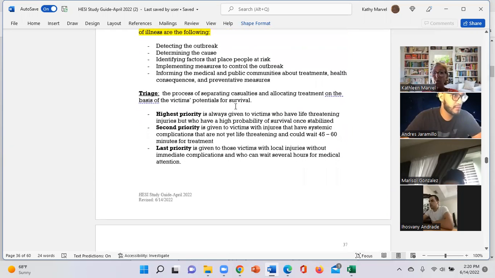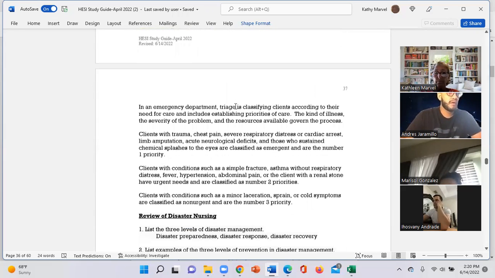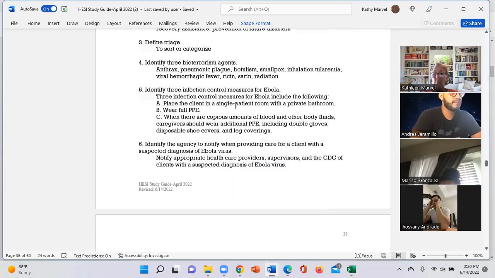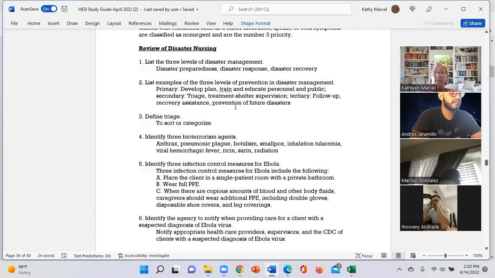The last part of this is triage. How do we triage? Do you know what the different priorities in triaging are? What does the highest priority mean? What does the second priority mean? What does the last priority mean? And this is a nice summary on page 37, review of disaster nursing.